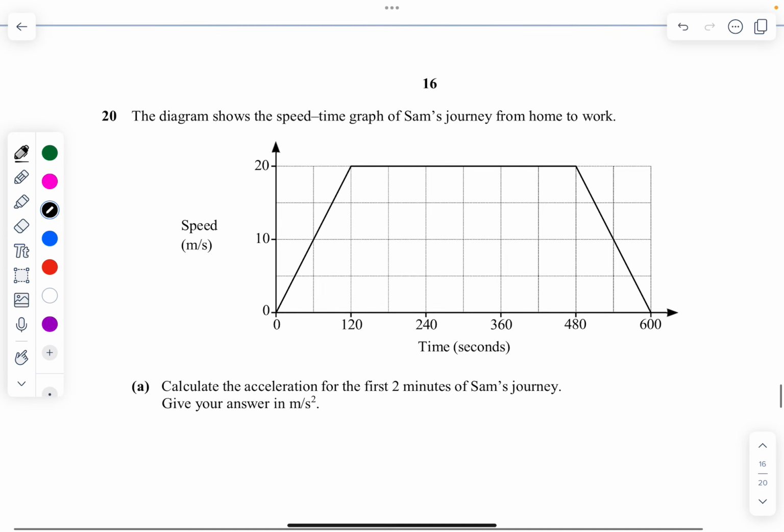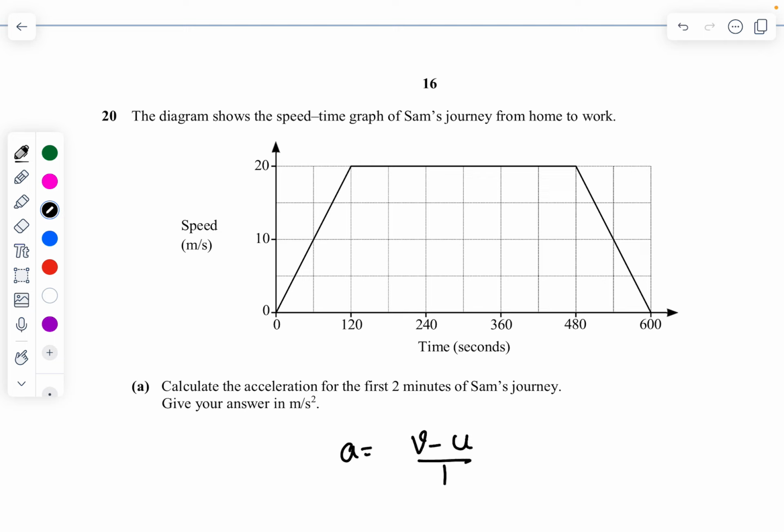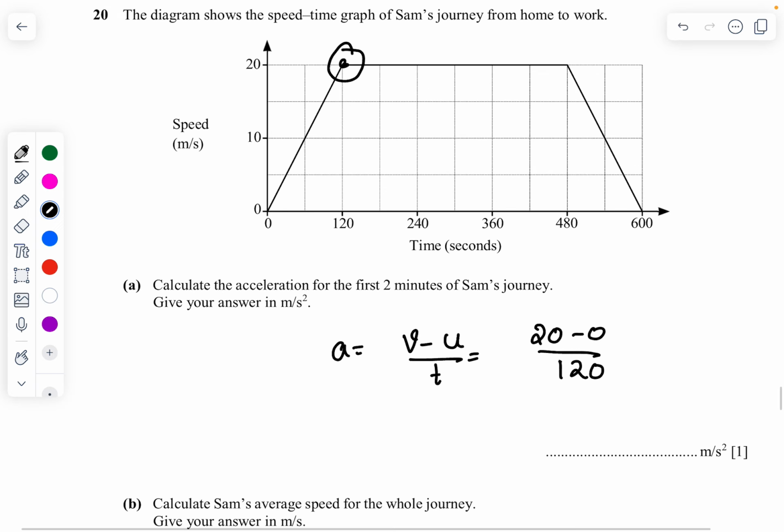Question 20. The diagram shows a speed-time graph of Sam's journey from home to work. Calculate the acceleration for the first 2 minutes of the journey. So acceleration is equal to final velocity minus initial velocity divided by time. Final velocity is 20, initial velocity is 0, divided by time 120. So 20 by 120, which is 1 upon 6.